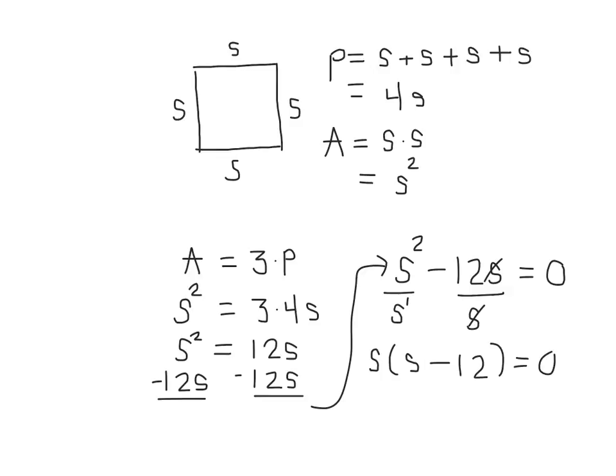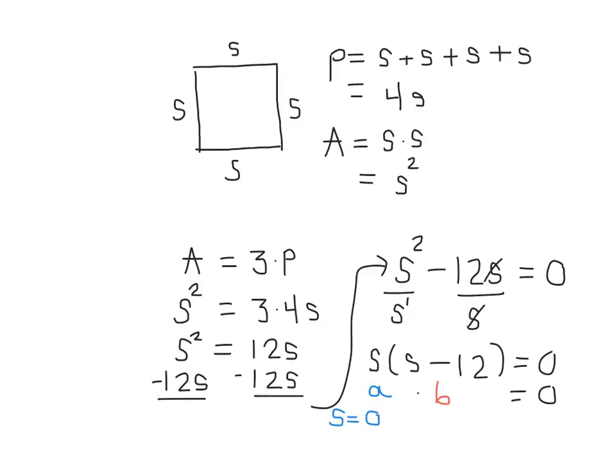So once again, I have two things, A and B, that are multiplied together, and their product is 0. So if either one of those was 0, then we would have a true sentence. So we take the A part and we set it equal to 0. So one value of S is 0.